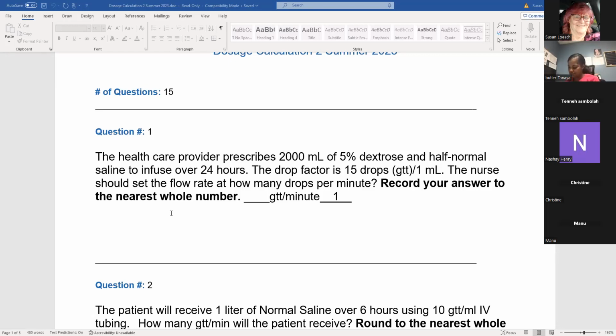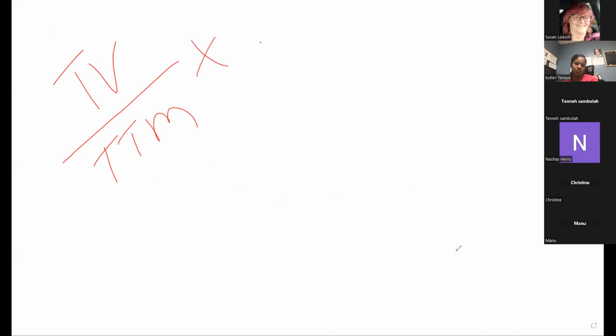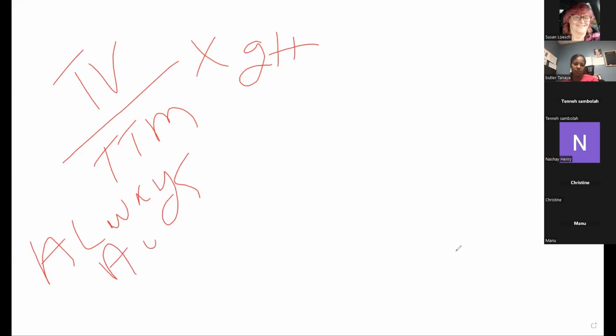And the formula is the same every time for the drop factor. As soon as you see drops per minute, that's going to tell you the formula. So it's always going to be total volume over total time in minutes times your drop factor. And it's always a whole number. I don't have to tell you to round that because that's a rule. So you should know it's always a whole number.